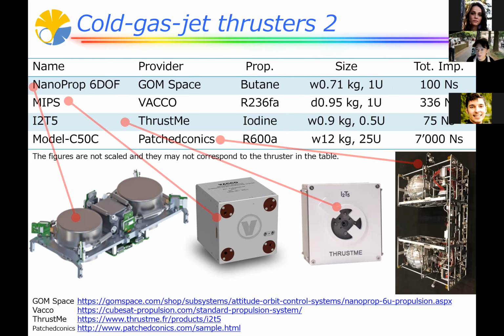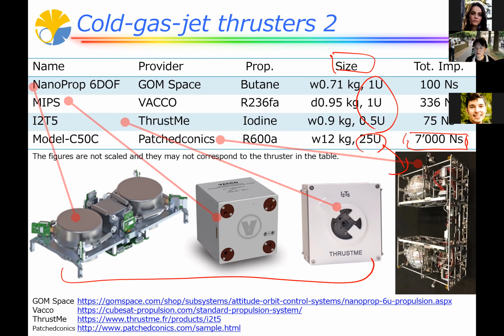And these are other parameters. You see the size here. All of these 3 examples are almost 1U size. So it's suitable for CubeSat. And another one is a big one, but due to this size, it generates higher total impulse here. So this total impulse simply depends on the mass of propellant. If you increase the mass, you can increase the total impulse.